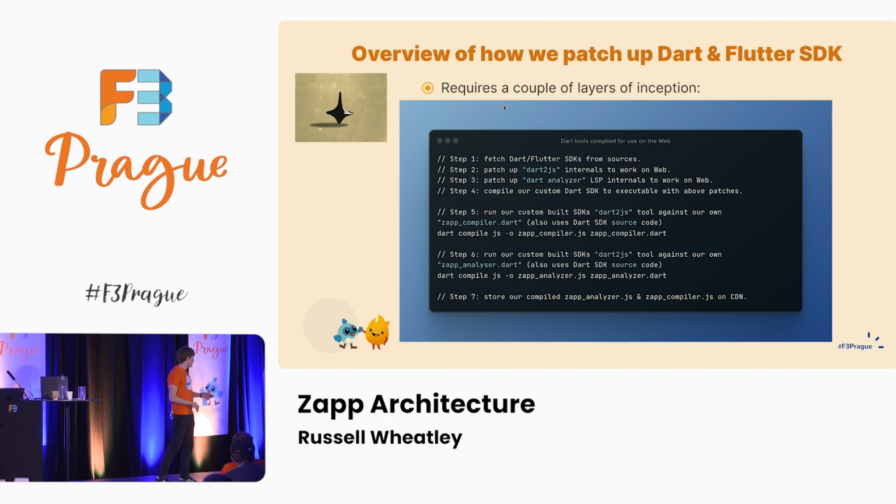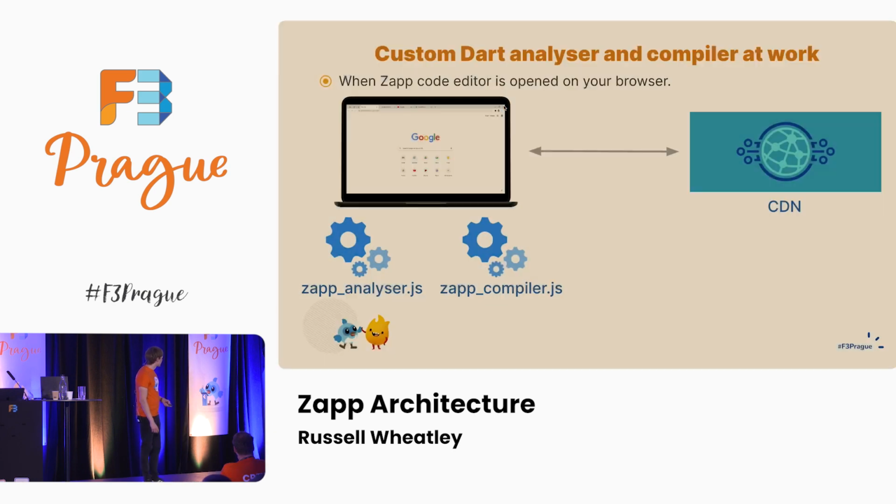And then once we have those 2 separate JavaScript scripts, we then store it on a content delivery network. And once you open your Zap code editor, we will pull those 2 files and we will run them separately into service workers. And of course, the reason why we do that is we want to keep your main thread from being blocked, because we have the analyzer server running continuously, and that's why you get that instant feedback in the code editor.